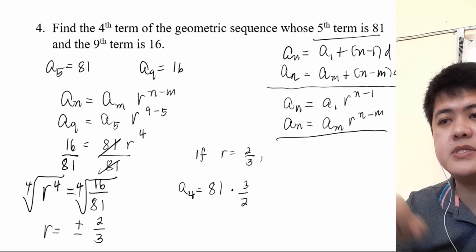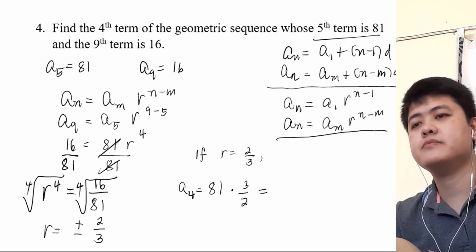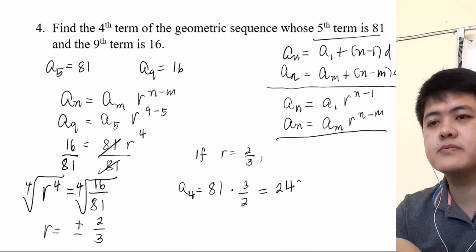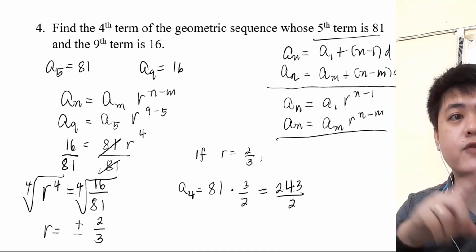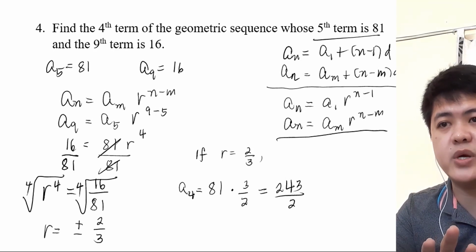So what's 81 times 3 halves? 243 over 2, sir. Okay, 243 over 2 if r is equal to 2/3. What if r is equal to negative 2/3?